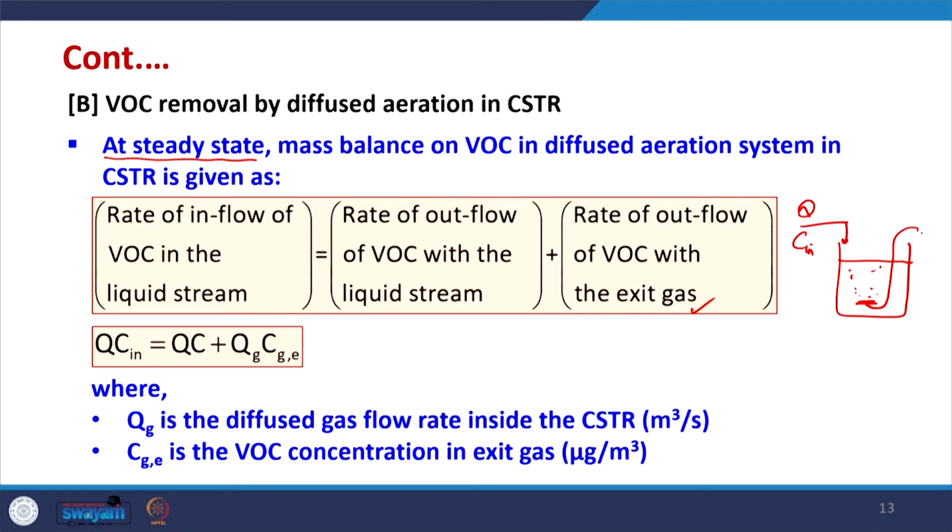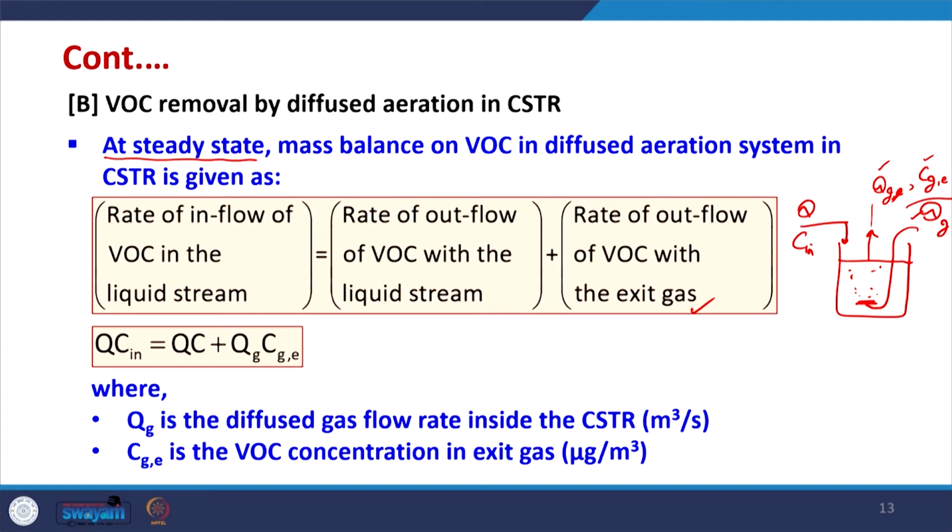So, air is there. We have a flow rate of air, and along with it, when it goes out, the VOC is also going out. So, we have a flow rate of exit gas, and this has a certain concentration of VOC. We are assuming two things. One is QG, the gas flow rate. At steady state, whatever gas is in, that gas will be out, and in the exit, what is the concentration of VOC.